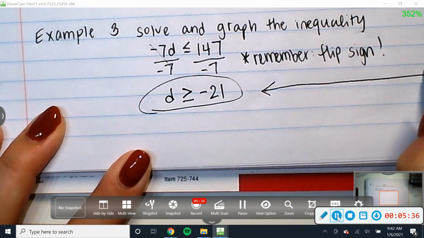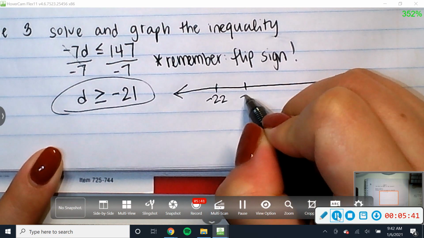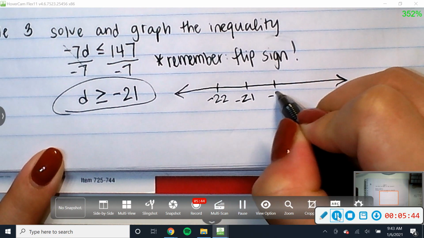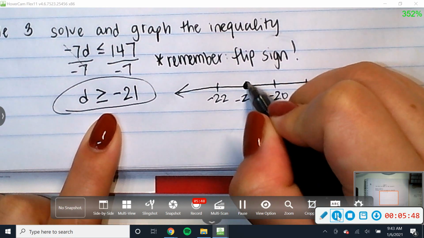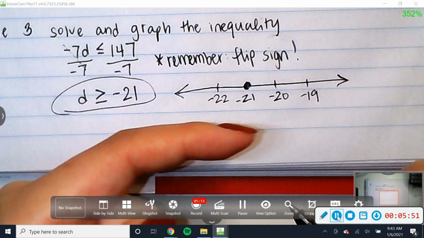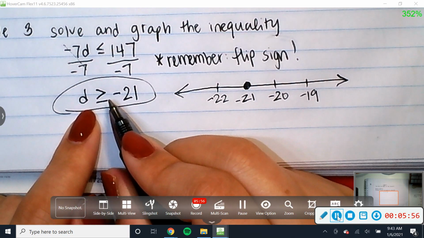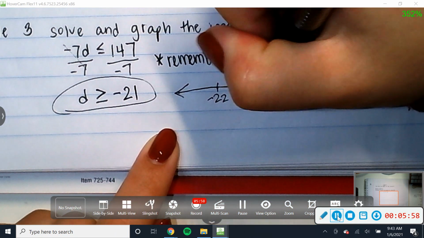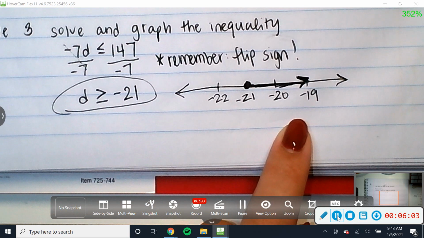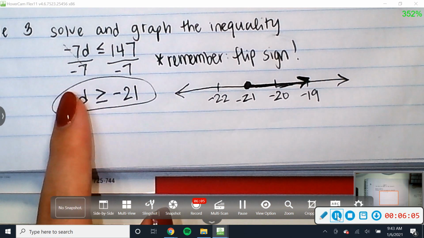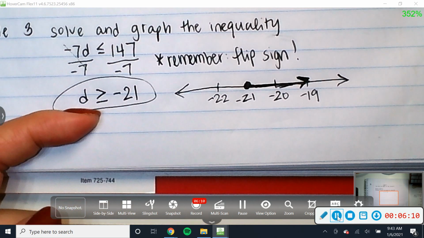And I can graph this on my number line, just like the other problems. Okay, so this would be a filled circle. And my arrow would be going this way. Make sure you look at your final answer. Look at the direction of the sign in the final answer after we flip the sign to tell you which way your arrow should be pointing when you're graphing it on the number line. So this would be your final answer right here. It has the filled circle because of the greater than or equal to, and also is pointing to the right.